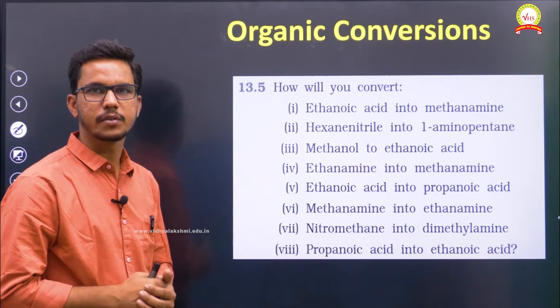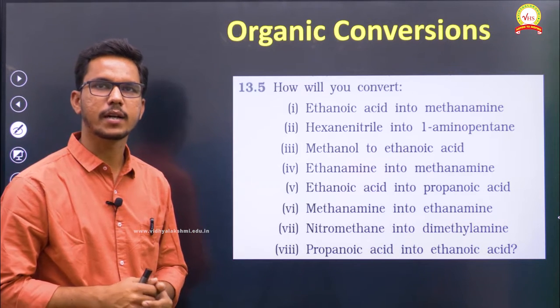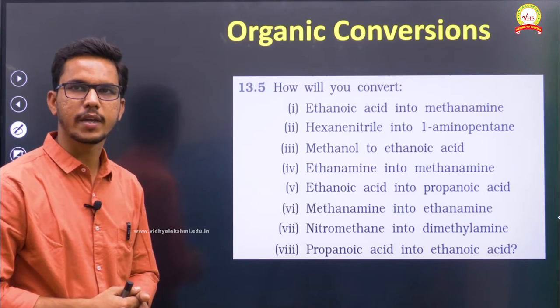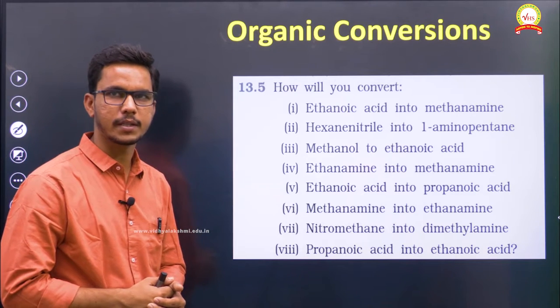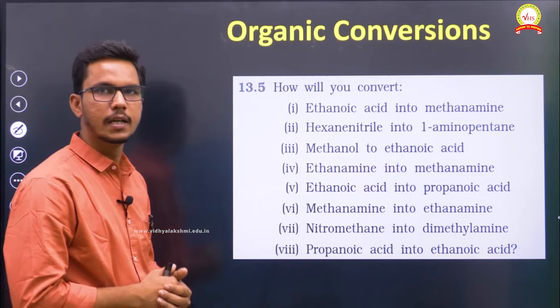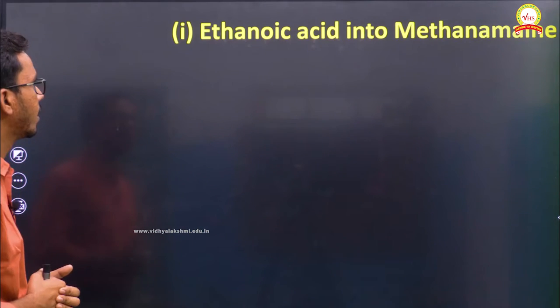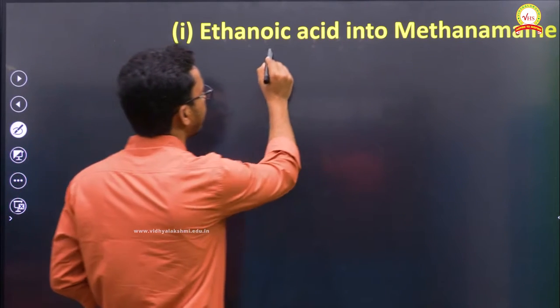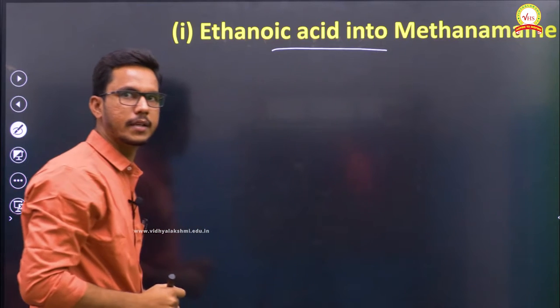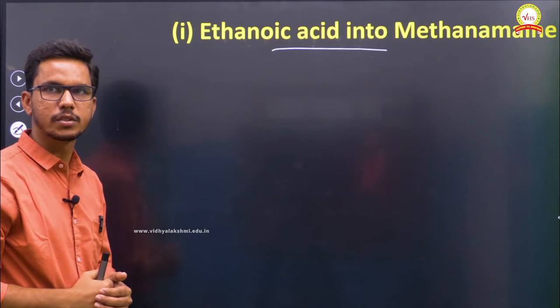All these conversions, let us see one by one, and what are the simple methods we can use for the preparation of the respective products from the reactants. Let us see the first conversion. What is the first conversion we have? We have ethanoic acid to methanamine.